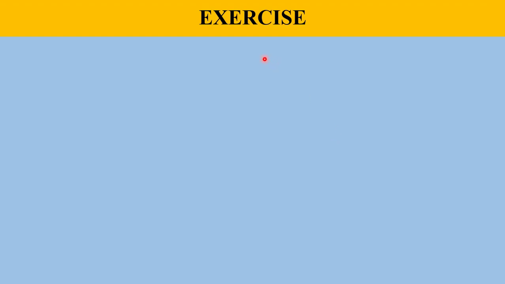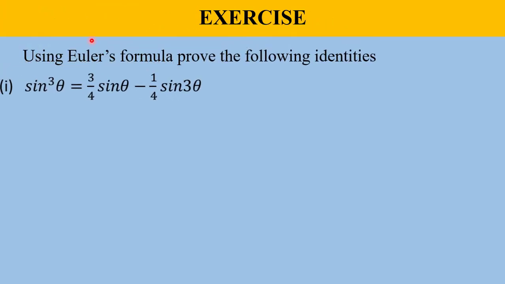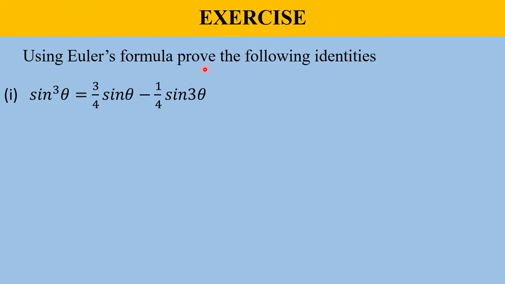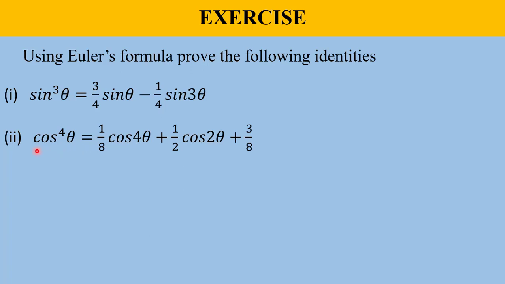We have an exercise that you can try in your free time or at home. Using Euler's formula, prove the following identities. Roman 1, sin cubed theta is equal to 3 out of 4 sin theta minus 1 out of 4 sin 3 theta. Then Roman 2, cos power 4 theta is equal to 1 over 8 cos 4 theta plus half cos 2 theta plus 3 over 8. So these are two questions that you can try out.